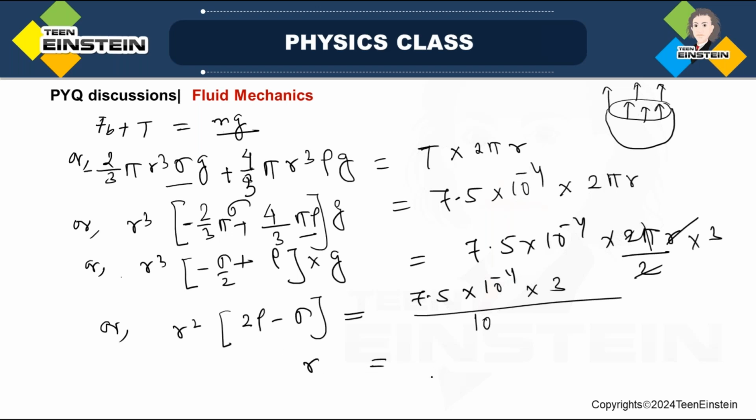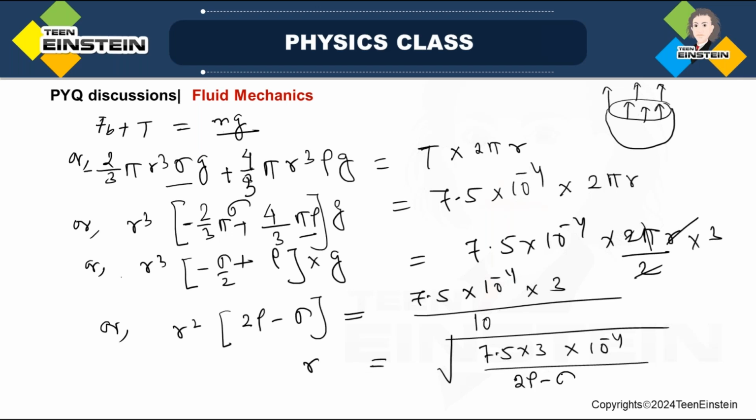Then what is r? r will be square root of 7.5 into 3 into 10 to the power minus 4 divided by 2 rho minus sigma into 10. And see, this was in centimeter, then per meter if I make, this will be 10 to the power minus 2 alone, if I make this as the meter. See, 1 meter is equal to 100 centimeter, right? So from there I can write this as meter per meter.